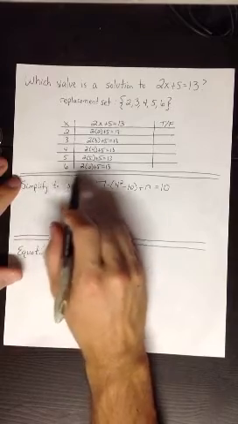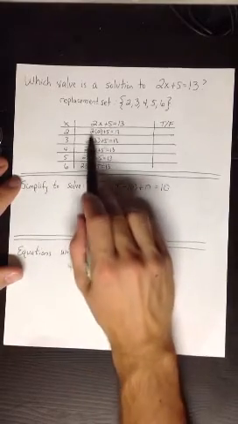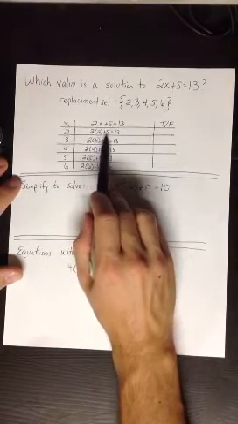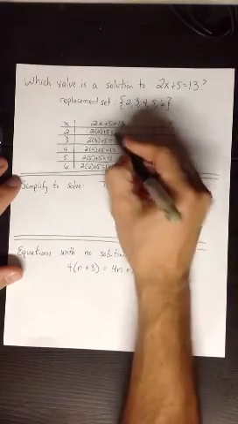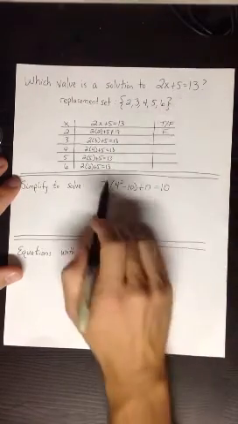Now I have to decide which of these statements actually is true. 2 times 2 is 4, plus 5 is 9. I know that's not equal to 13. This statement was false.